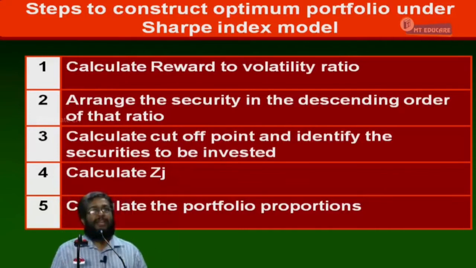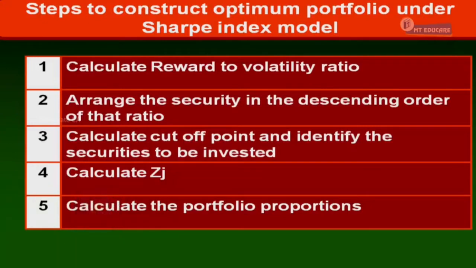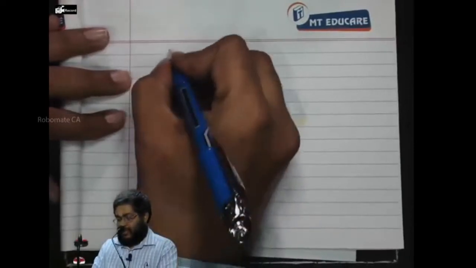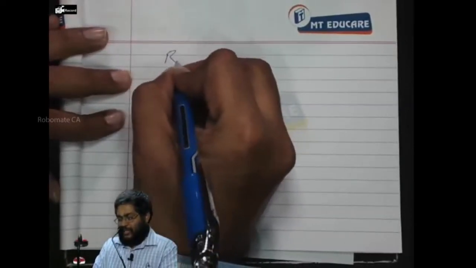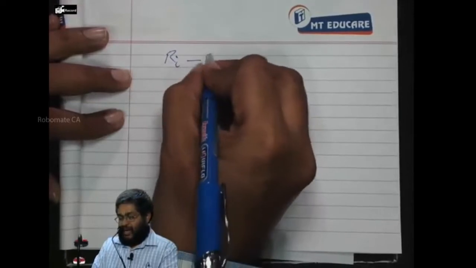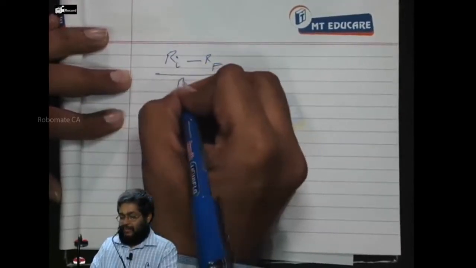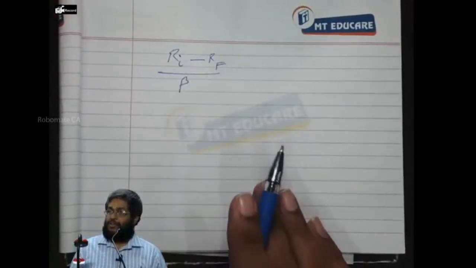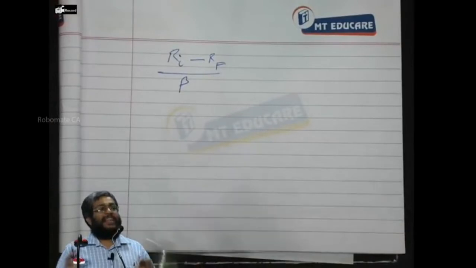Step 1 is calculate the reward to volatility ratio. Very simple. Reward is the return, volatility is the risk. The ratio is as follows. Reward to volatility ratio is the return of a security minus the risk-free return divided by beta. This ratio is called the reward to volatility ratio. It's nothing great.